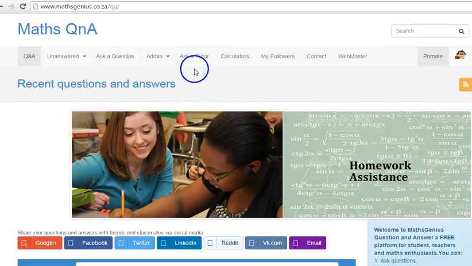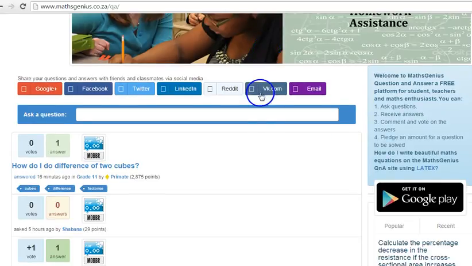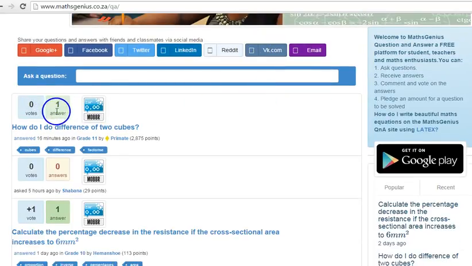So it's important that you try and answer the unanswered questions, comment, and get points in the process, because when you have an answer, people can vote for it, or you can pledge an amount using the Mob R button. So I'm going to be looking at this question specifically. How do I do the difference of two squares?